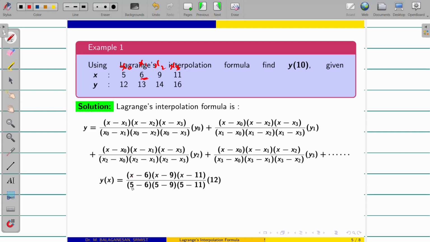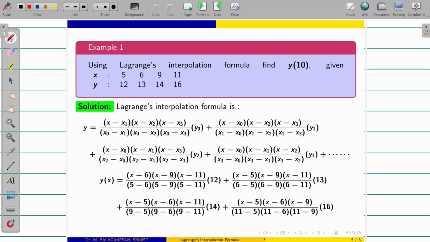So replace by x by 5. Right hand side value will be same. x by 5, right hand side value will be same. x by 5, right hand side will be same, into y naught. Y naught value will be the first one. Similarly, substitute for the rest of the terms: second term, third term, and fourth term. Now we have to find y of 10. Now replace x by 10.